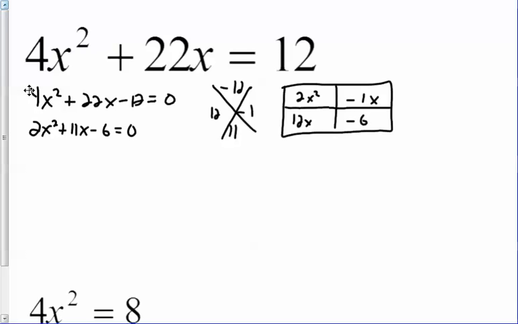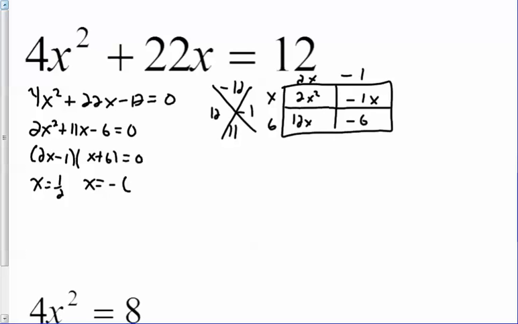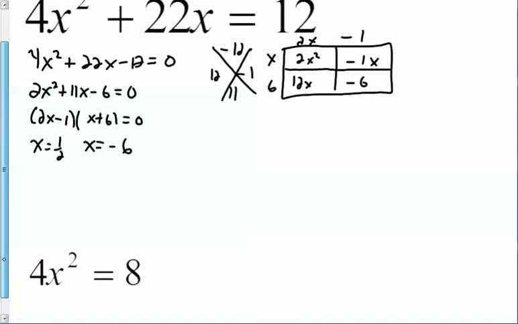Going left to right here, what do they have in common? I believe that's an x. Going this way, they have a 6. Up and down is a 2x. And then here is just a negative 1. So now my factors of this are 2x minus 1 times x plus 6, and that equals 0. So if I do a little math, I now have x equals 1 half and x equals negative 6. Those are my two x-intercepts, also known as my zeros of that function. Okay, you could do it that way.